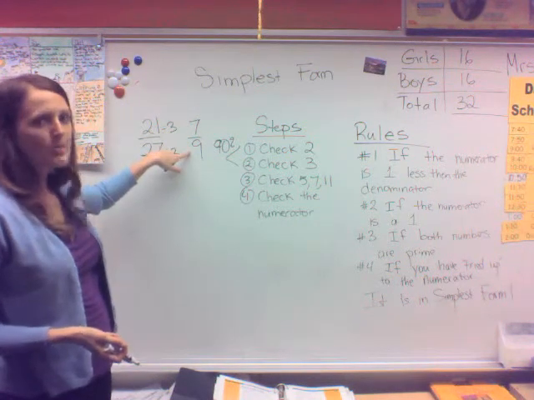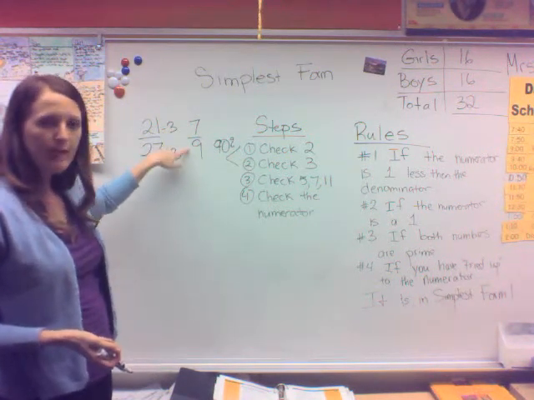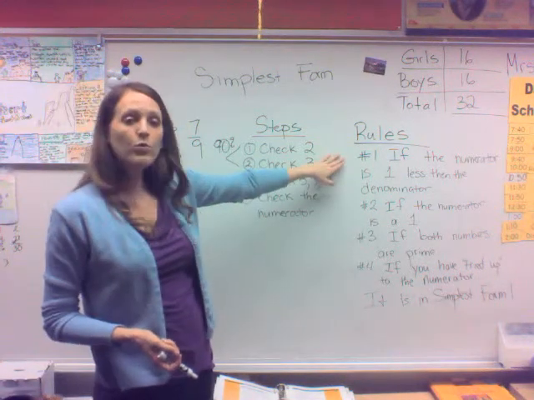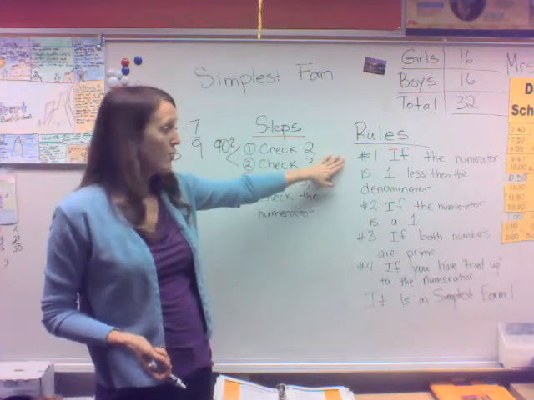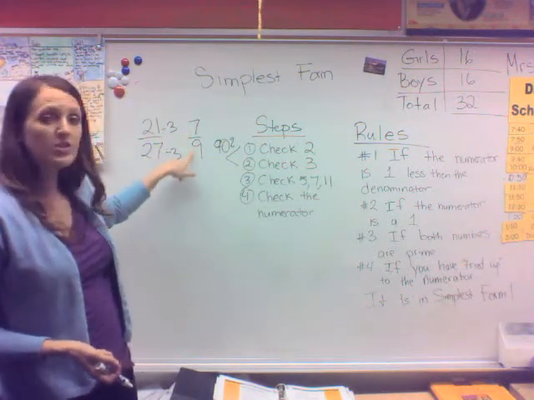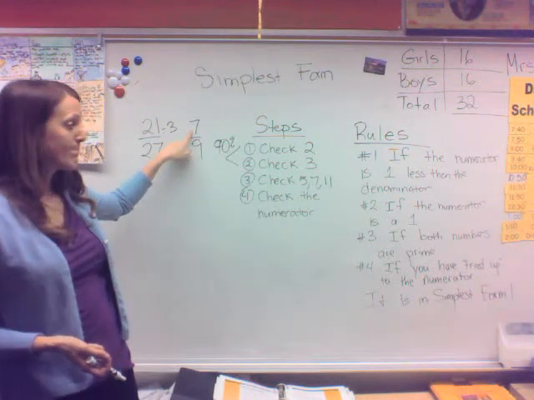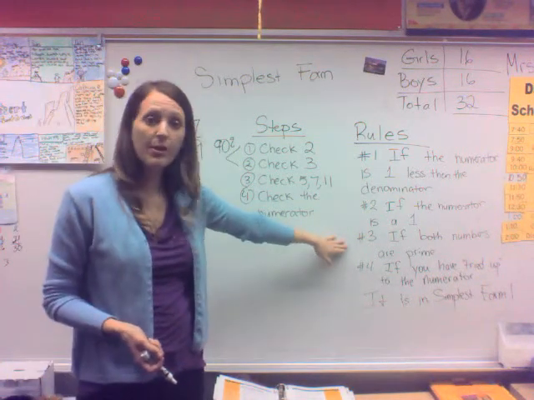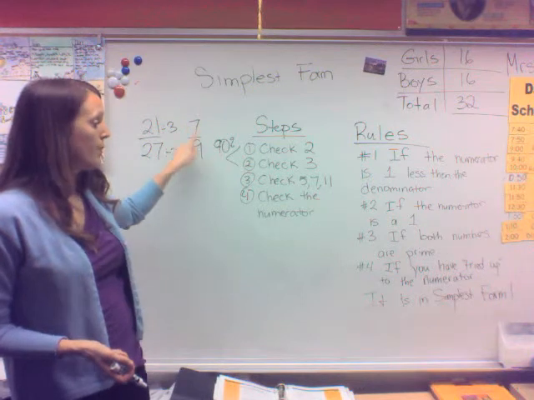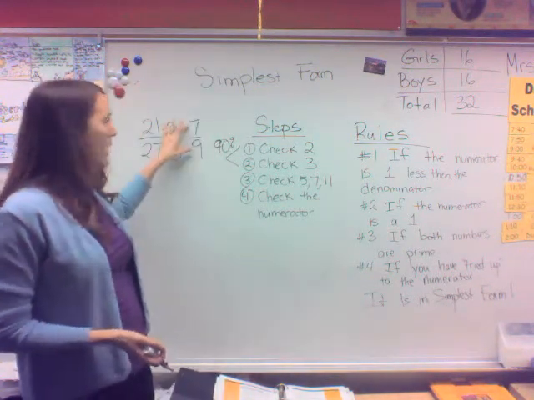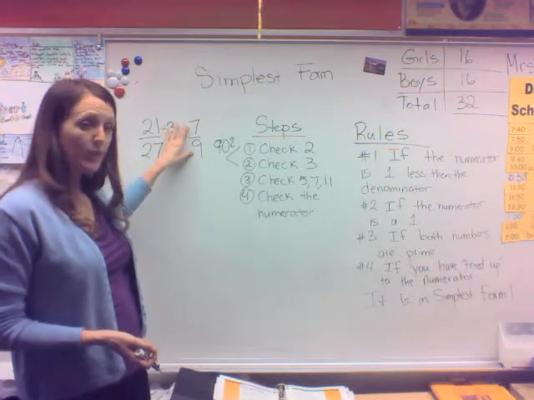Check 2. Nope, they're odd. Check 3. 7's not one of my 3's. So I'm going to check my rules to see if maybe I'm in simplest form. Is the numerator 1 less than the denominator? Nope. Is the numerator a 1? Nope. Are both of the numbers prime? Nope. Have I tried up to the numerator? Well, I tried 2. I tried 3.